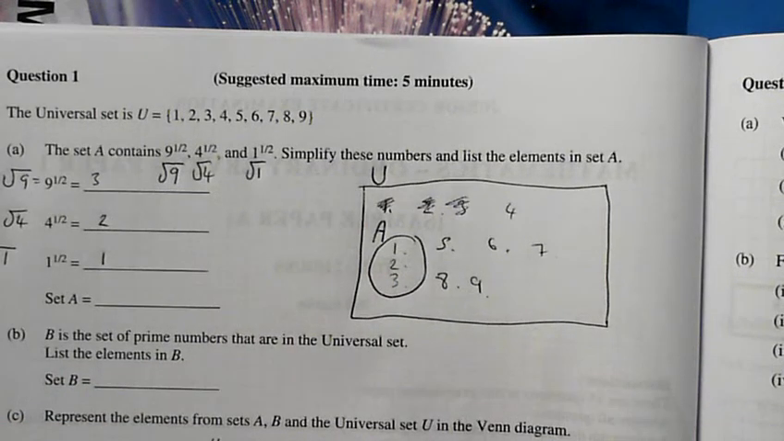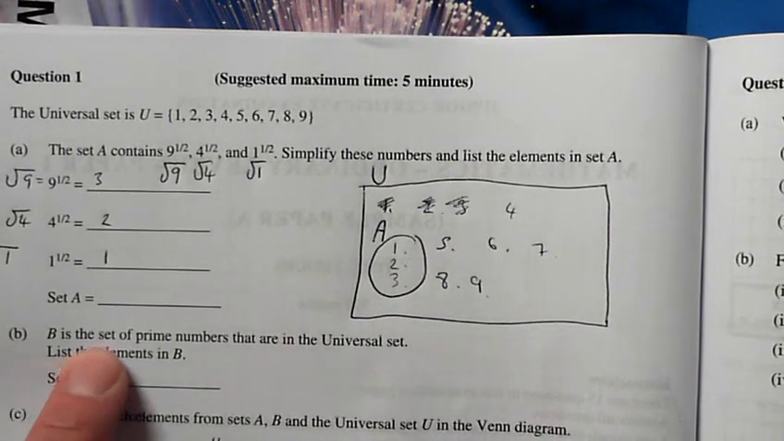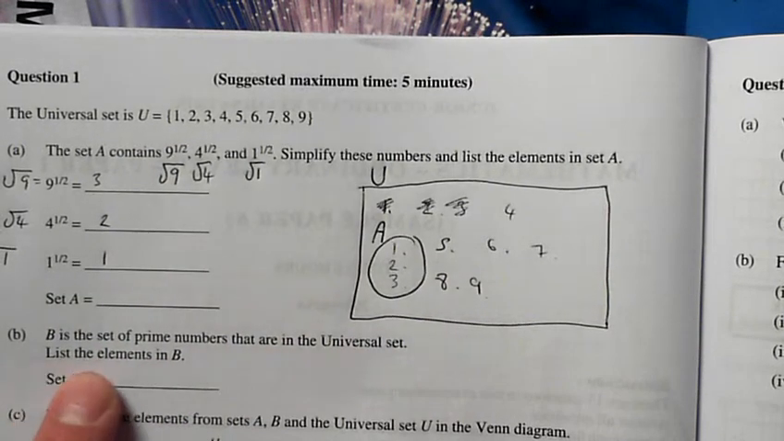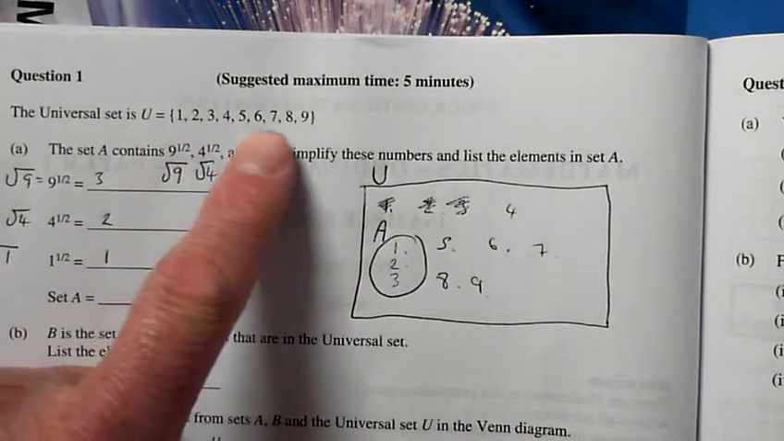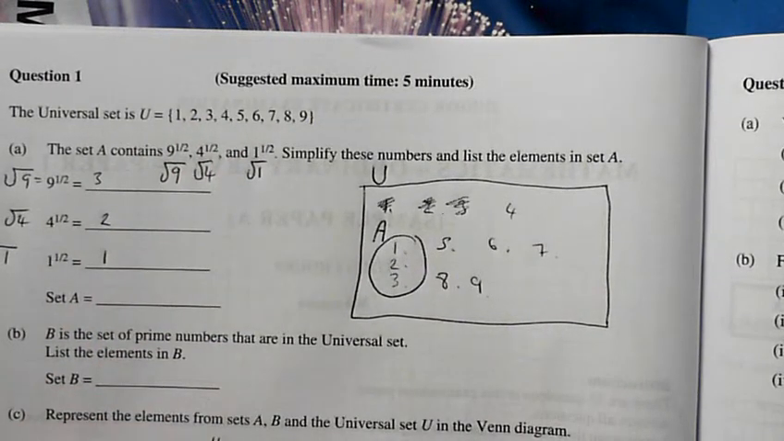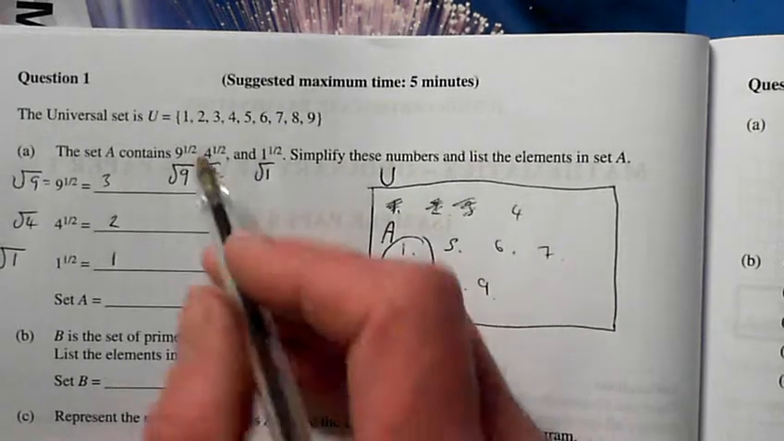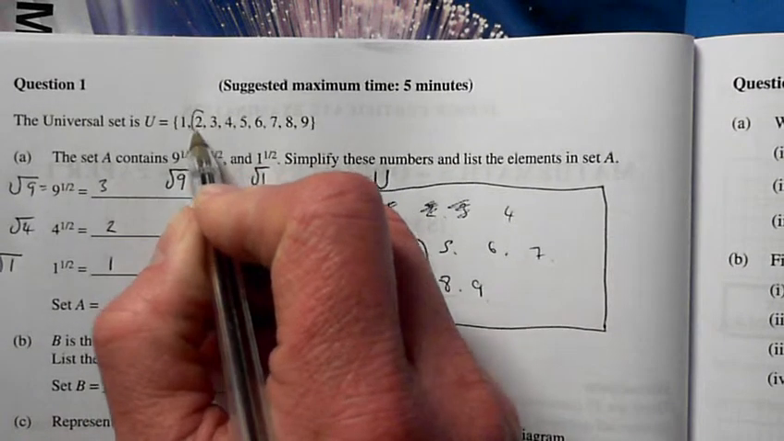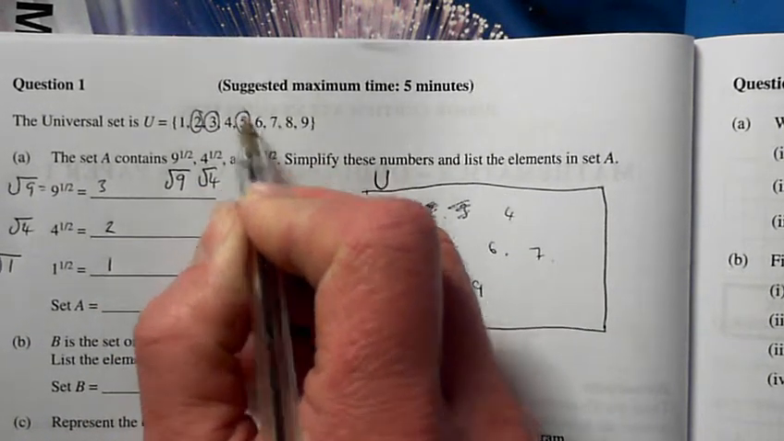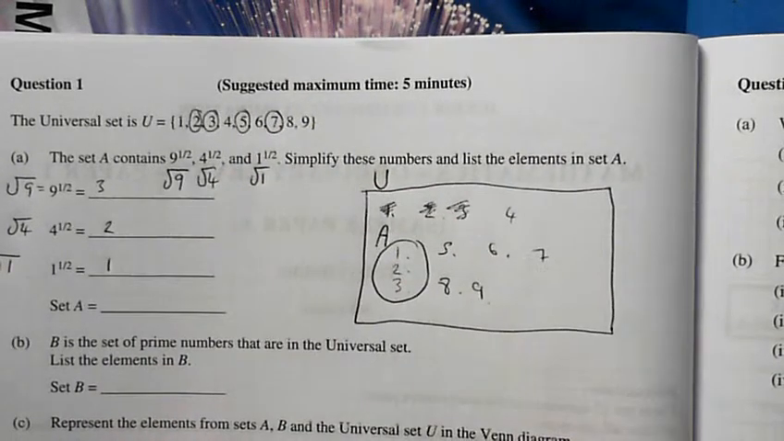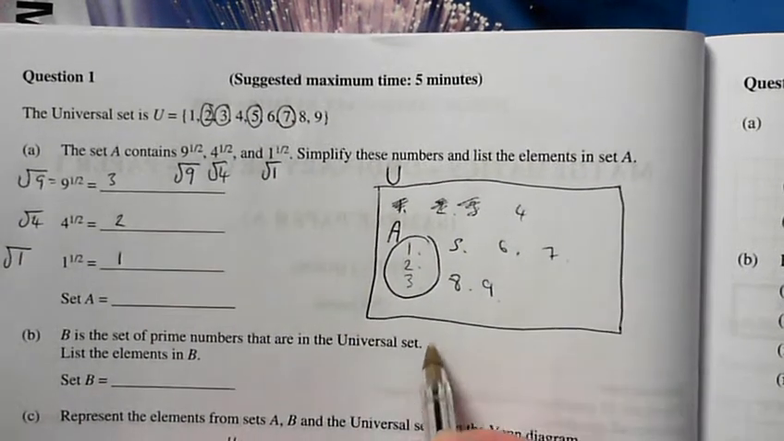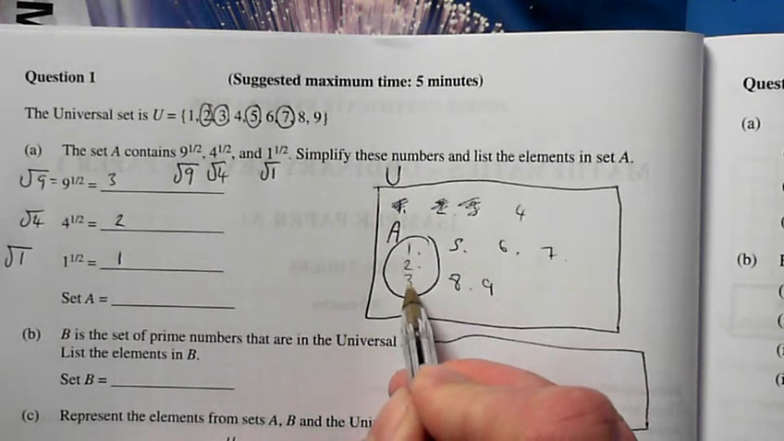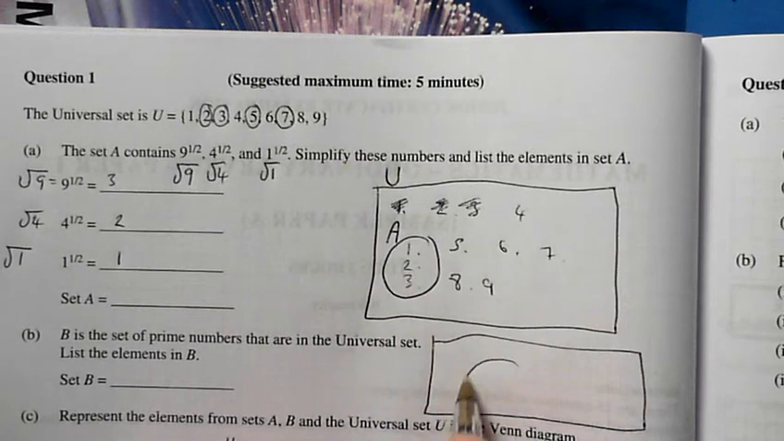Right, B is a set of prime numbers that are in the universal set. List the elements in B. Right, which ones are prime numbers? 1, 2, 3, 5, 7. You can't include 1. 1's not a prime number. And 2, 3, 5, 7. Prime numbers 2, 3, 5, 7. So B contains 2, 3, 5, and 7. I'm going to have to draw this out again, because B contains 2 and 3 and 5 and 7.